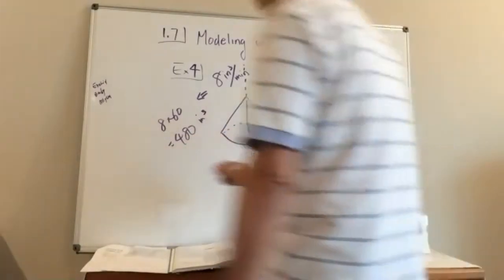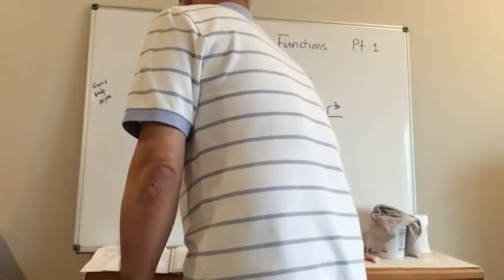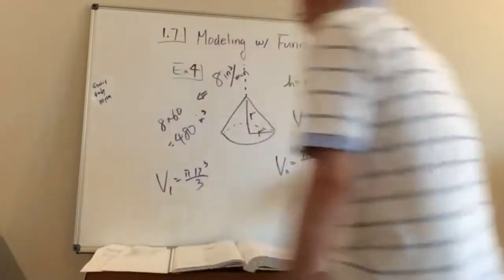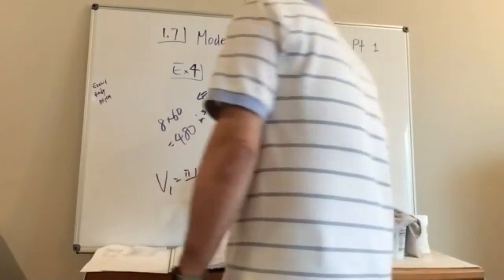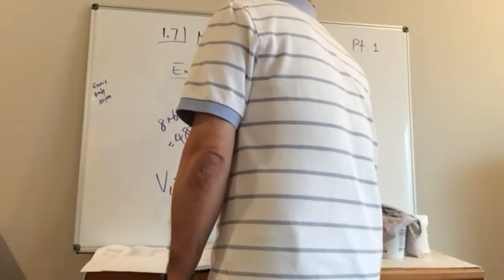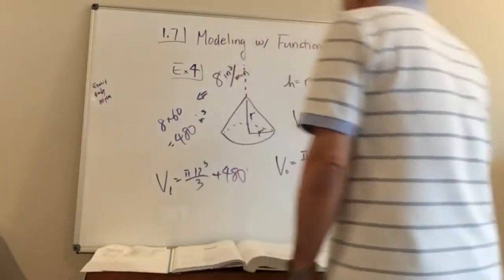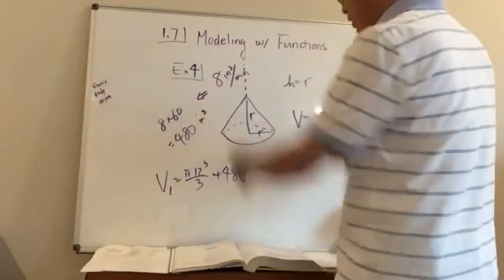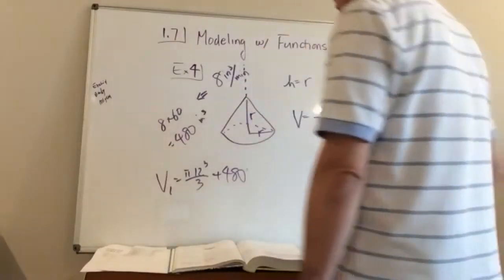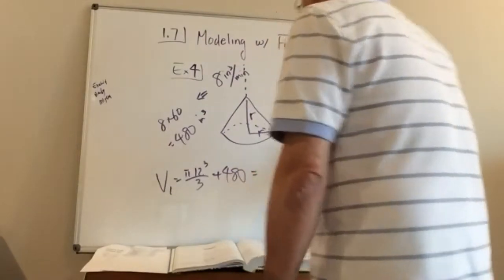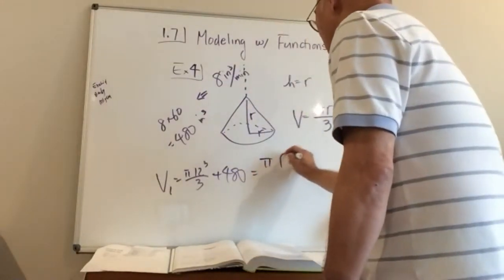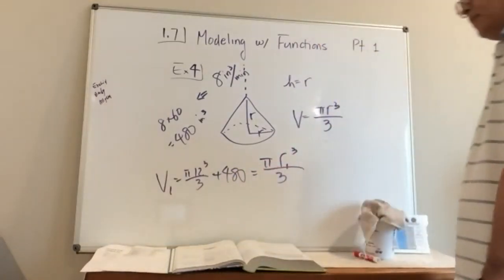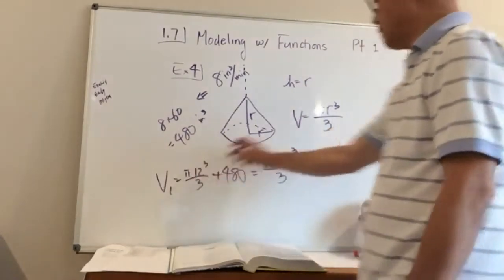For an hour, the volume after 1 hour is going to be pi times 12 cubed over 3, then you're going to add the 480, right? And that is going to be equal to the cone after an hour, and you're trying to find the radius after an hour. So this guy here is going to be pi r after 1 hour cubed over 3. So this is what you're trying to solve right here.